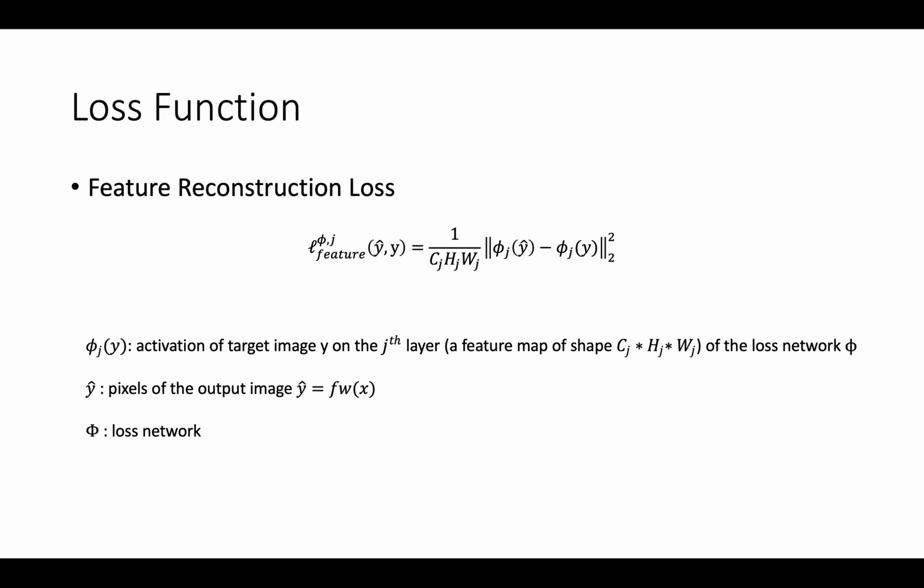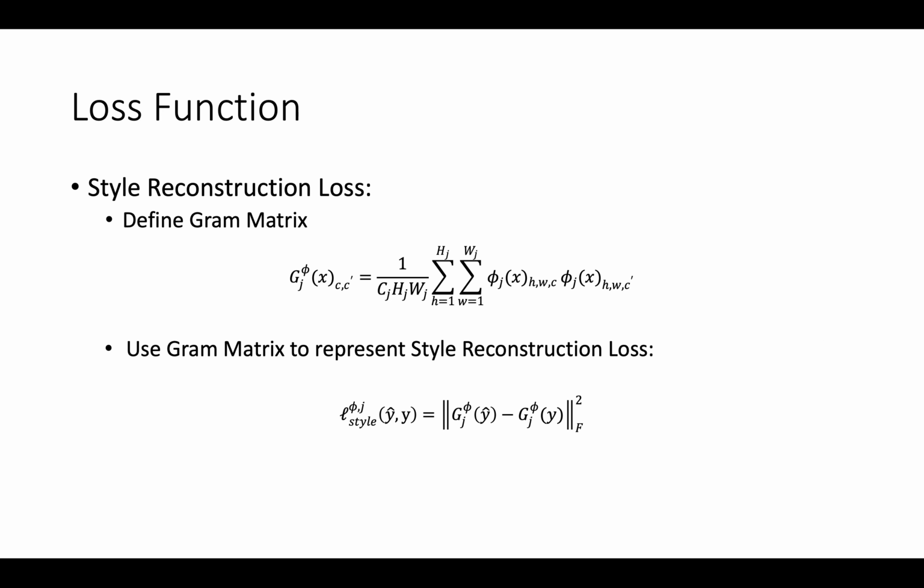Several loss functions are defined in our project to measure the differences between output image, content image, and style image. The goal is to minimize the loss during the training process and get the best performing model. First, we have feature reconstruction loss, which extracts the feature representation. Then, define the Gram matrix as following. Use the Gram matrix and squared Frobenius norm to represent style reconstruction loss.